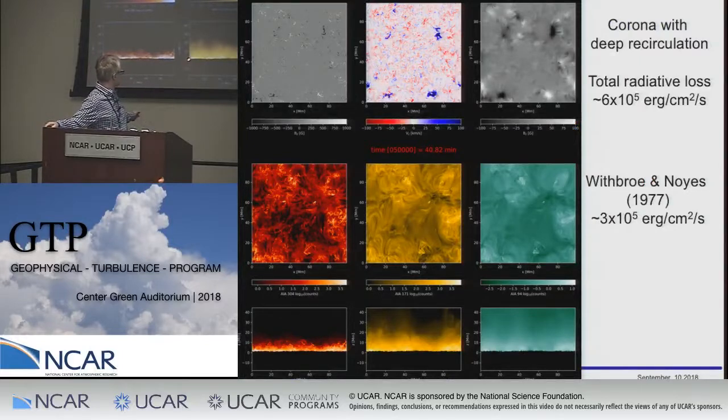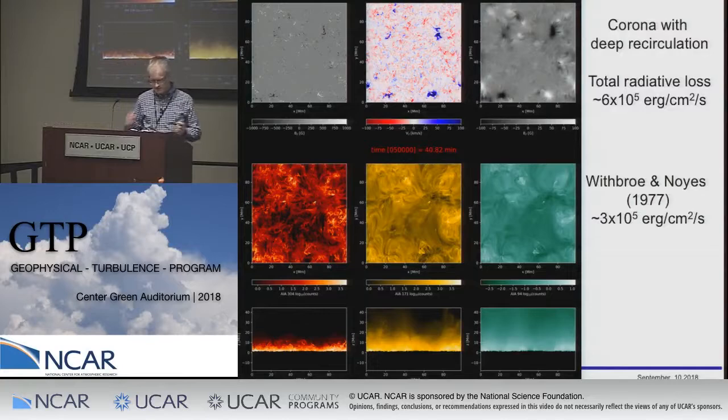Here I go a total of a little bit more than 40 megameters above the photosphere. What I show here is synthetic emission in different AIA channels, so this is EUV radiation from the corona. You can compute the total radiative loss from the simulations.